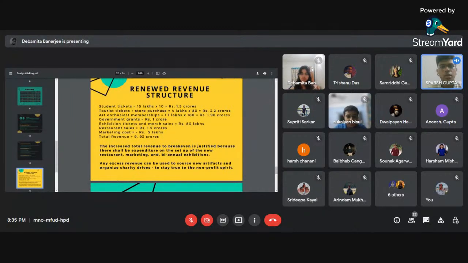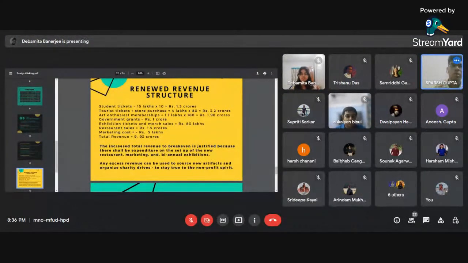The government grants we'll consider to be the same, that is 1 CR. And the exhibition tickets and merchandise sale will value up to 80 lakhs. The marketing cost will be around 5 lakhs. And the restaurant sales will add up to 1.5 CR. So the total revenue in this system will be around 9.93 CR. So we see that there is an increased revenue here.